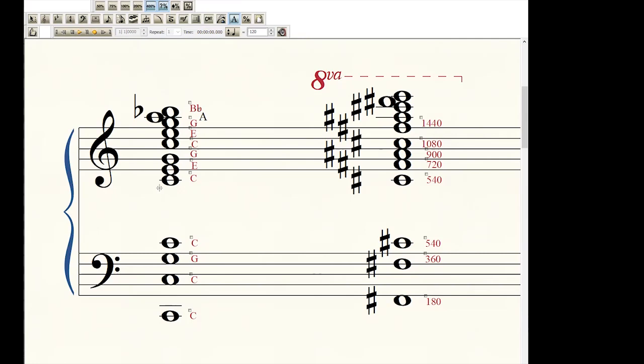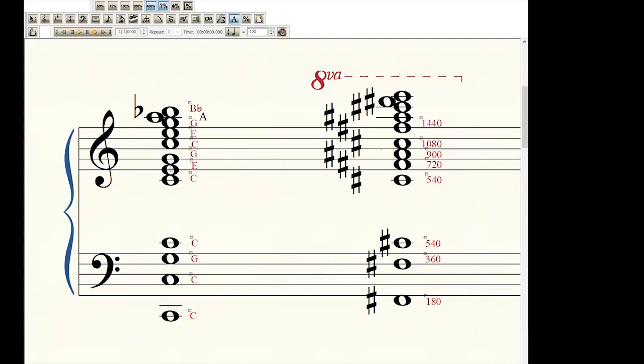Now this C is also the same as this one. You can see they're exactly the same note, but one is bass clef, one is treble clef. So we've already had an octave and a fifth and a fourth. If we go from this C up to the next sympathetic pitch, we get the note E.